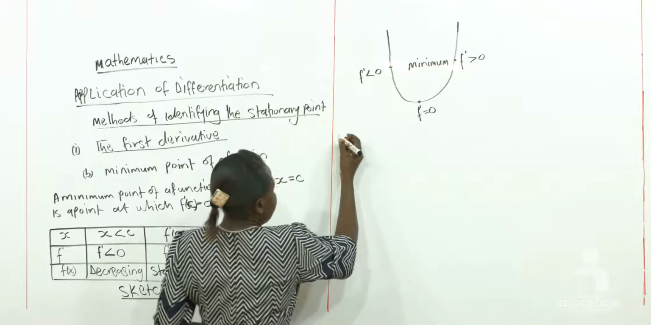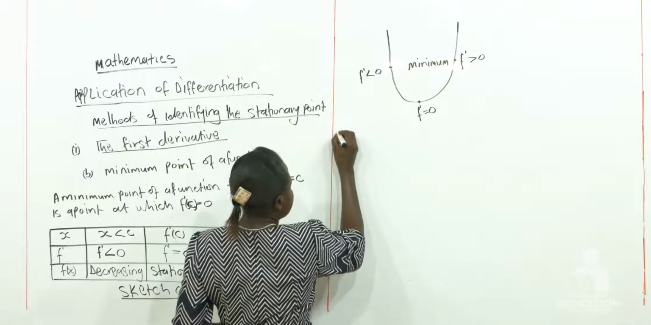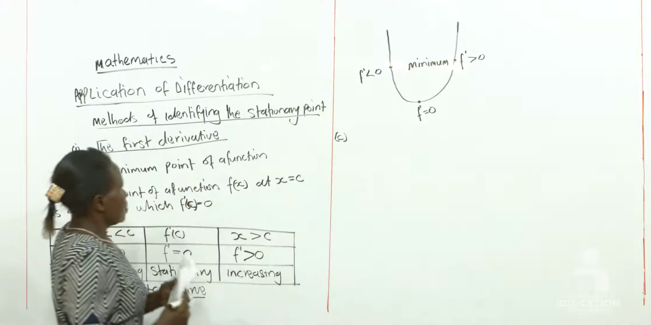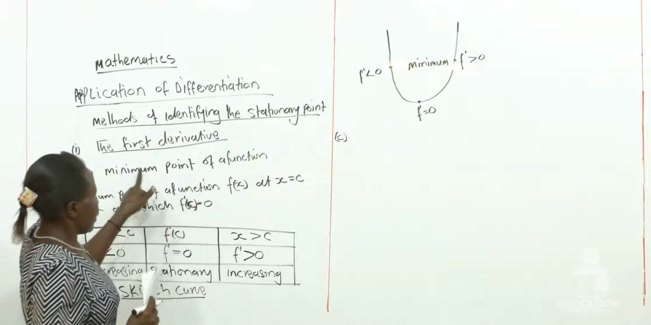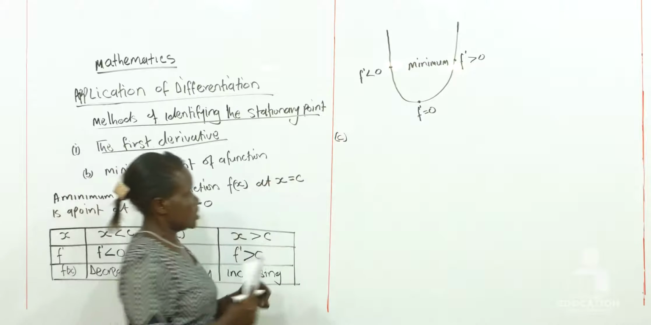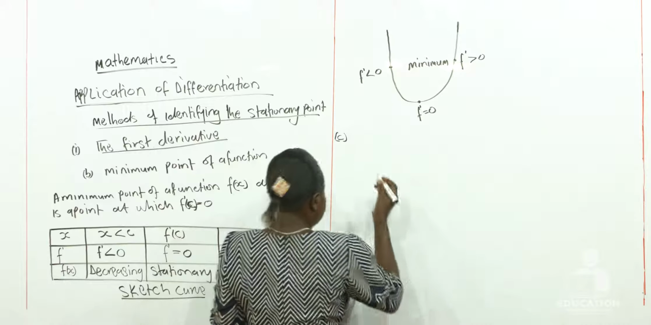Then we look at part C. How do we use the first derivative to identify the point of inflection?